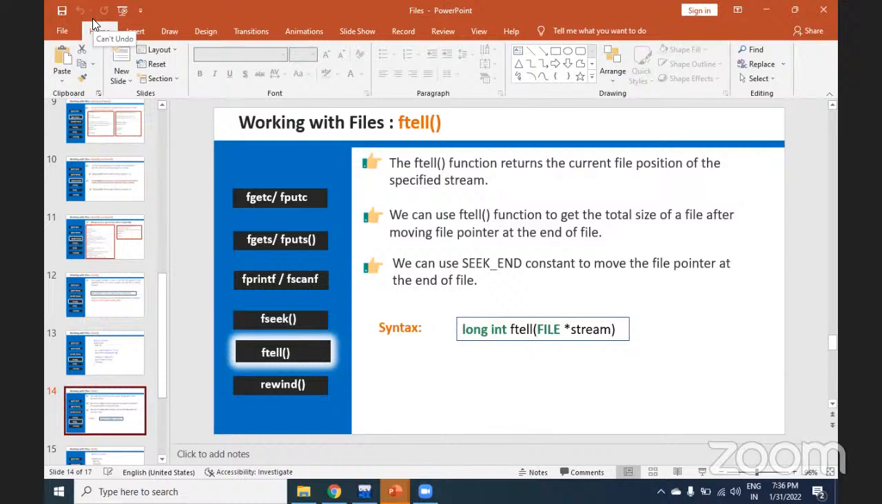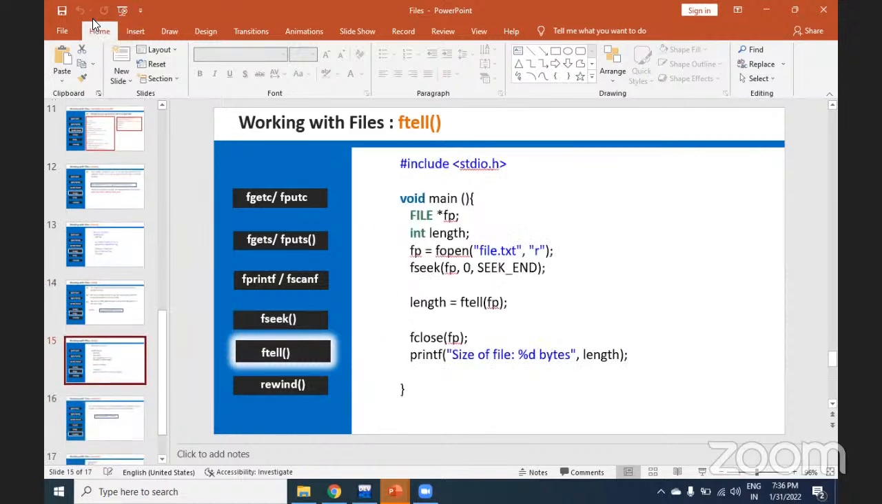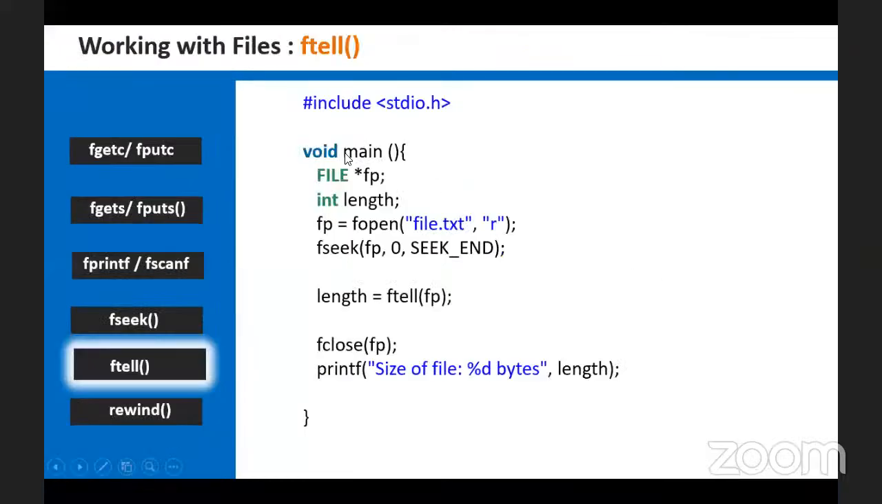Okay, so that it will give you your position, indicating that the total length is going to be displayed. I'll show you this example program. In this example, I just created a file pointer. I have opened file.txt. What is our aim now? I want to find the total size of the particular file.